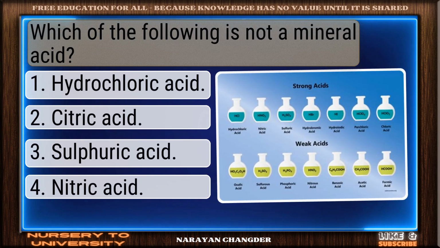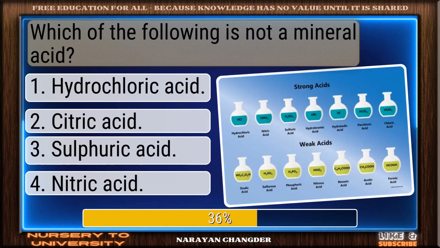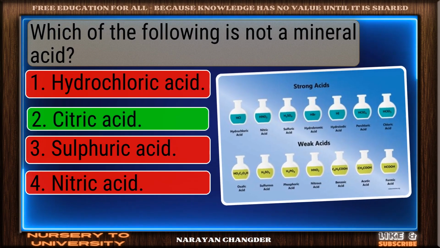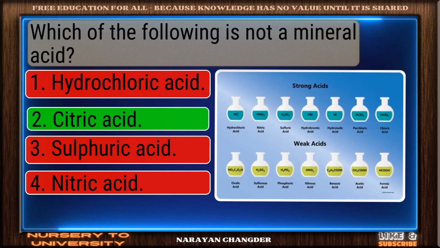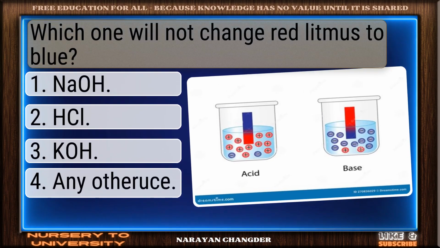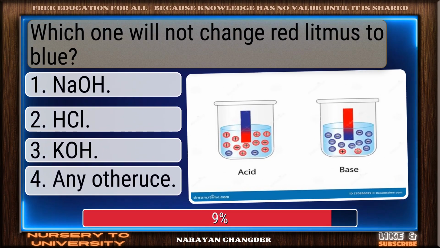Which of the following is not a mineral acid? Smart move. Citric acid is the accurate answer. Which one will not change red litmus to blue?